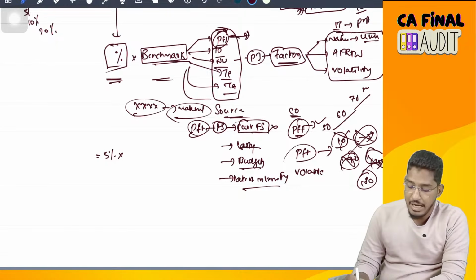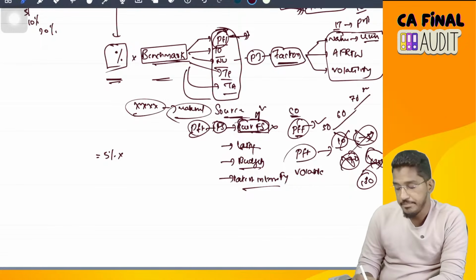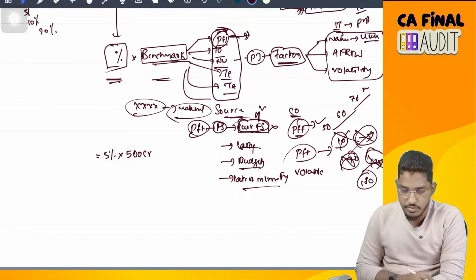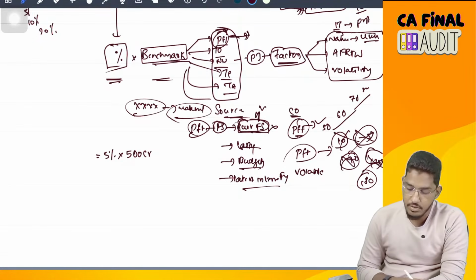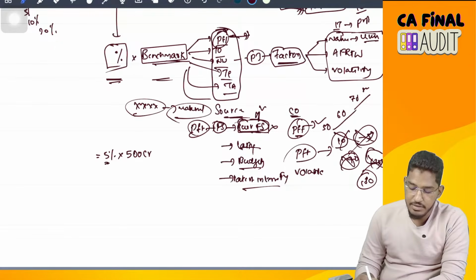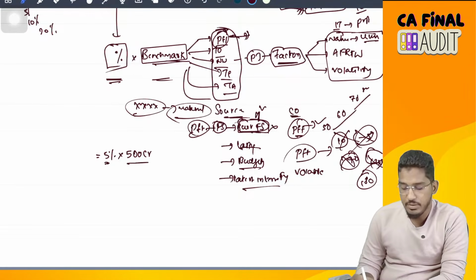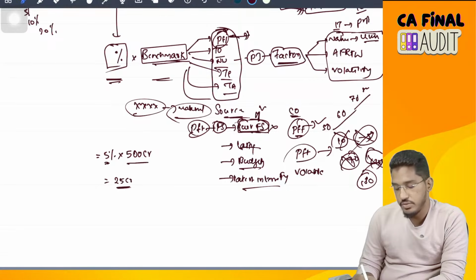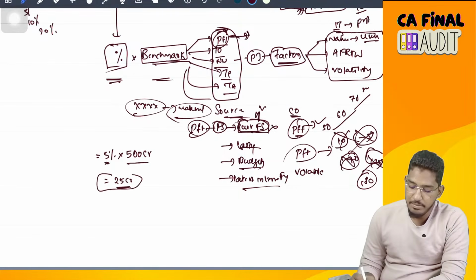Now say, for example, I am doing the audit of the current year. By the time I am doing the audit, current year financial statements are already ready, and from them the profit figure is somewhere around 500 crores. Now I have to multiply that chosen benchmark with 5%, which is my chosen percentage. If I calculate that figure, it will come to 25 crores. So now 25 crores will be the materiality.